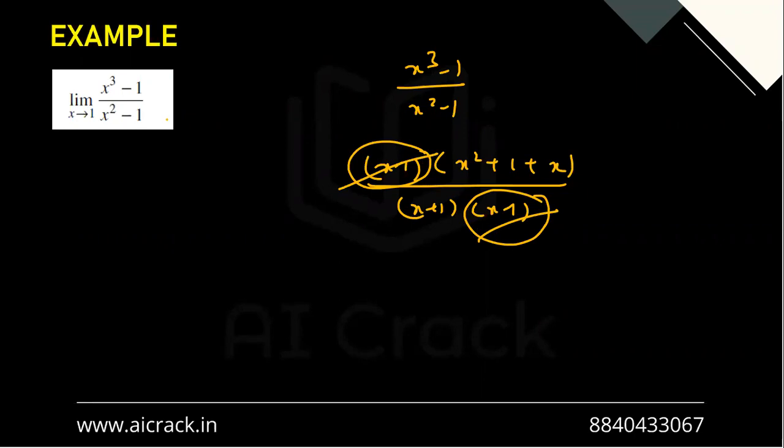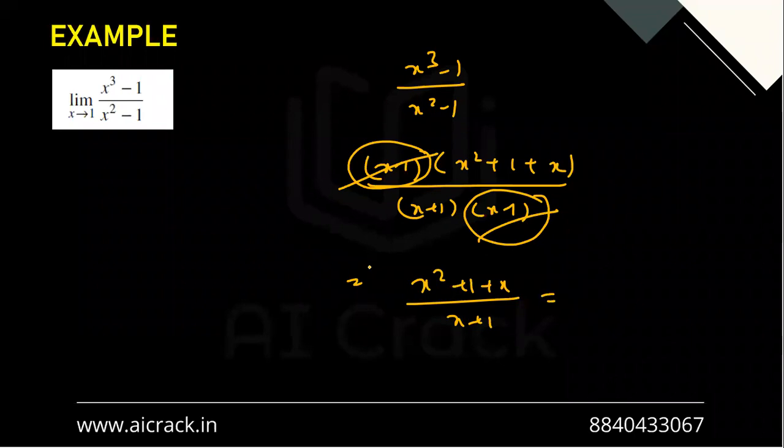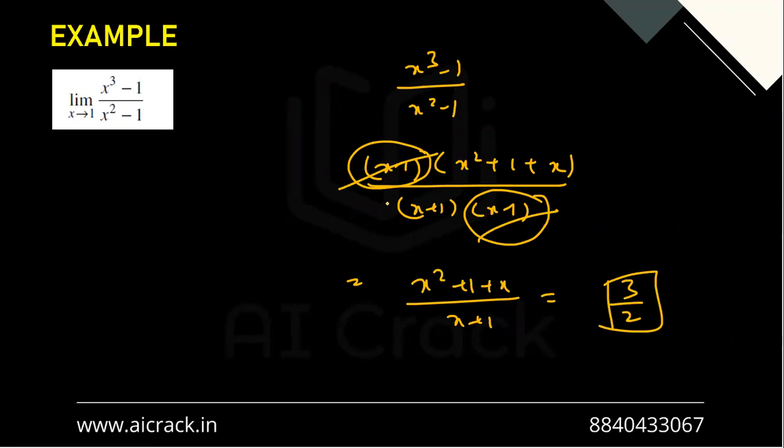If x was equal to exactly 1, in that case we would not have been able to cancel, right? Because x is approaching 1, we can cancel that stuff. Now we can clearly see that this is not an indeterminate form, it's a simple expression where we can just put 1. So that becomes x square plus 1 plus x divided by x plus 1. This comes out to be 1 plus 1 plus 1, that is 3, and this is 2. So 3 by 2 is the correct answer. Now you might be confused about why I didn't do 1 plus h or 1 minus h. Try to do this over here.